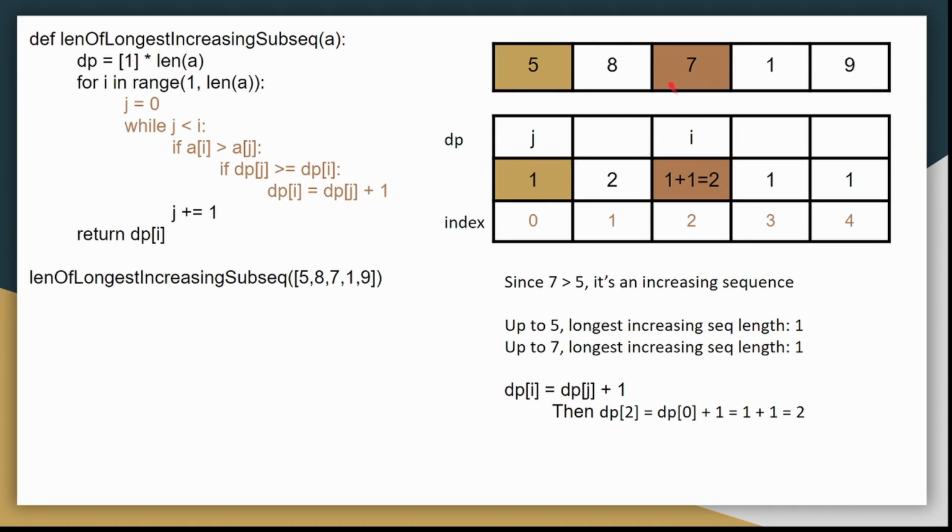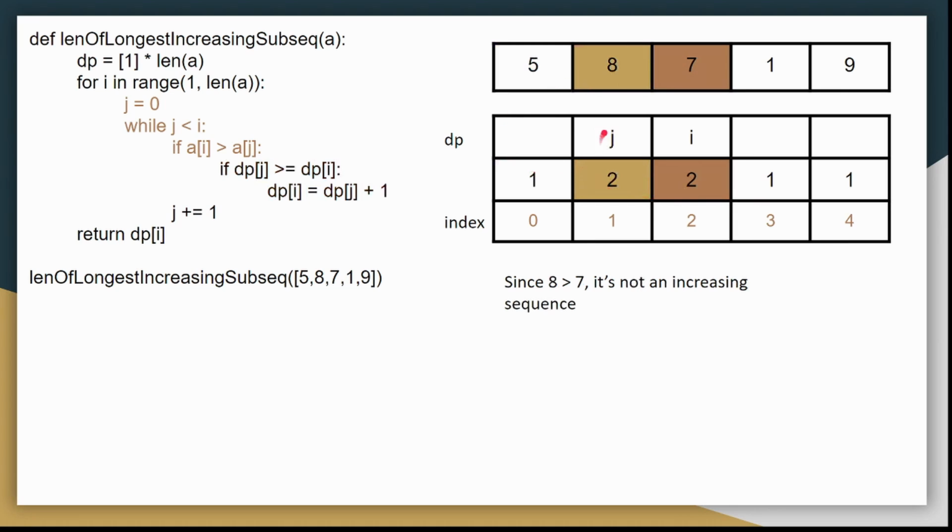And now i is pointing at 7 and j is pointing at 5. Since 7 is bigger than 5, it's an increasing subsequence. Up to 5, the longest increasing subsequence length is 1, and up to 7, the longest increasing subsequence length is 1. So 7's longest increasing subsequence length is now 2. And since j is now pointing at 8, and 8 is bigger than 7, it's not an increasing subsequence, so it doesn't do anything. Then it will increment j again, and it goes out of the while loop.